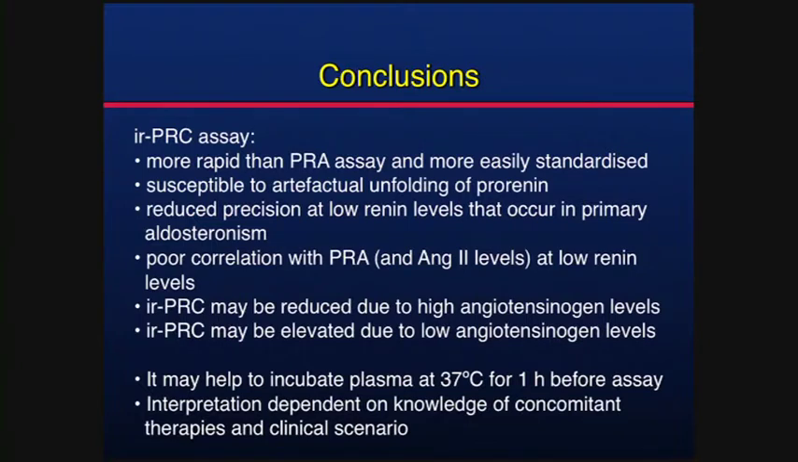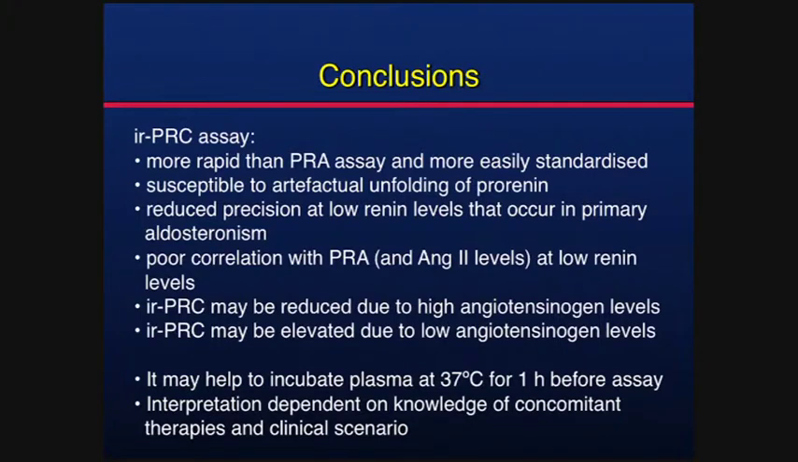And it has reduced precision at low renin levels because of that. And these are the levels we want to measure in primary aldosteronism. Particularly with regard to these low renin levels, there can be a poor correlation between plasma renin activity and the renin levels because of the influence of the angiotensinogen levels, as I've previously discussed.